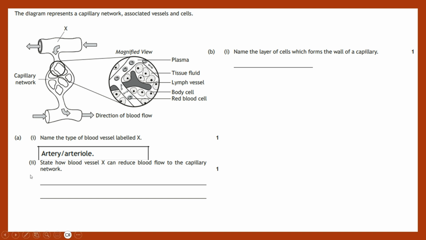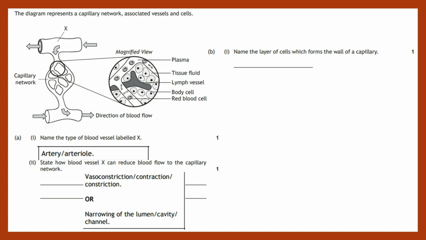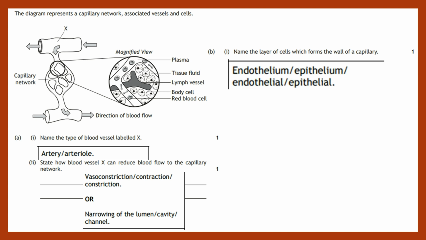Okay. Part 2, state how blood vessel X, which we now know is an artery, can reduce blood flow to the capillary network. So that's getting to the smooth muscles. So vasoconstriction, contraction, constriction, or the narrowing of the lumen. And part B, name the layer of cells which forms the wall of a capillary. Well, those are your endothelial cells. So the endothelium layer, the epithelial cells, form the lining of the vessel walls.